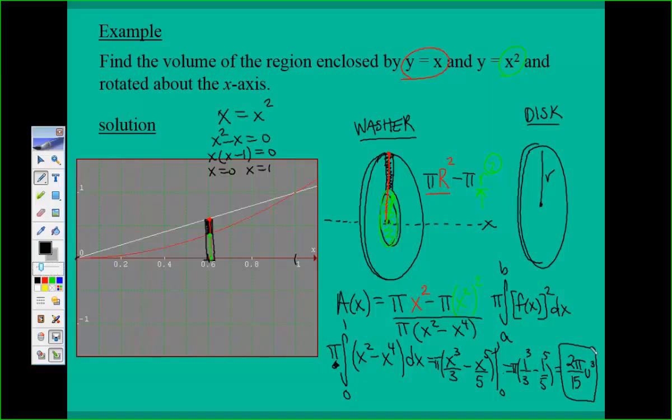So that's called the washer method. When we rotate around an axis, if there's a hole within that rotation, we use the washer method. And I like to think about it as pi times big R squared minus pi times little r squared. We subtract out that centerpiece, that hole, which makes it the washer method.